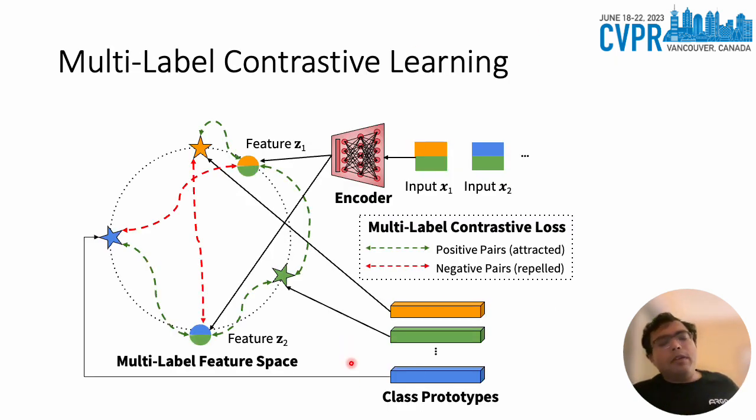Next, we discuss our multi-label contrastive learning approach. In this approach, along with the encoder network, we also learn class prototypes. So, for a given video X1, which has two ground truth labels, orange and green, it is encoded through the multimodal encoder, and finally the feature representation is attracted towards its ground truth labels, orange and green, and it's repelled from other labels such as blue. Similarly, for other videos like input X2, which has the ground truth labels blue and green, it is attracted towards blue and green class prototypes and repelled from the orange class prototype.